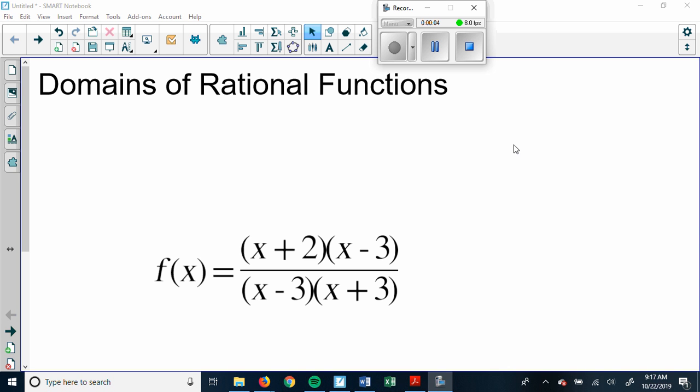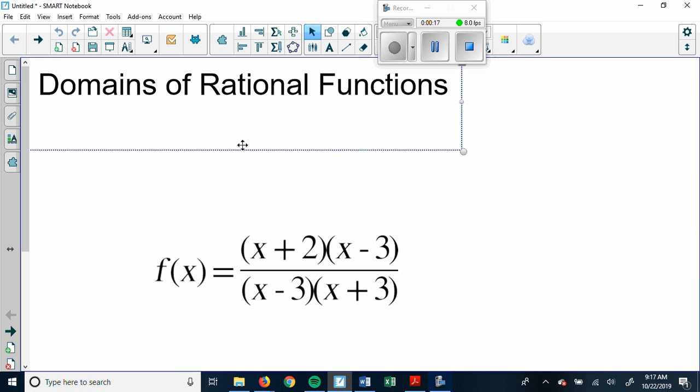Today we're going to talk about rational functions. You can see an example of a rational function down here, and it's already been factored for us so that this example goes a little easier and doesn't take up as much of your time. But let's talk about what a rational function is.